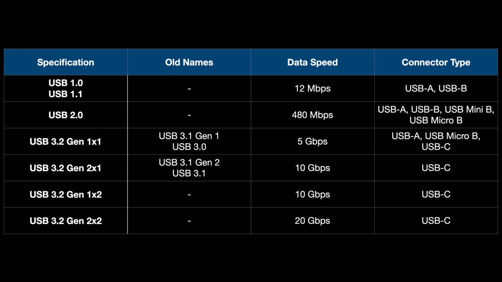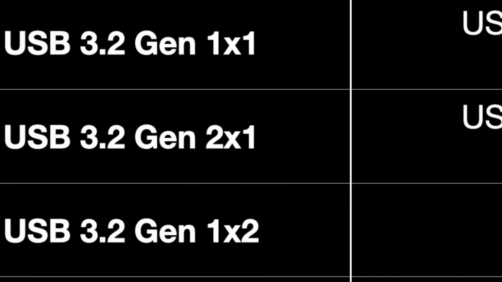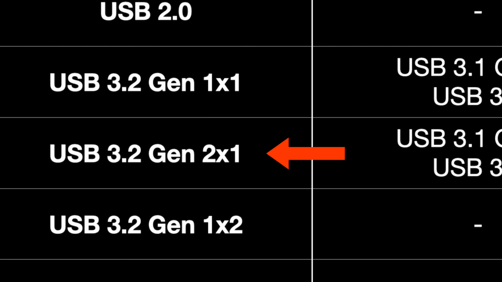Now you see that whole X1 and X2 thing right here? What is that? The first number is the generation. So this right here is Gen 1. Here's Gen 2. And the second number right here refers to the number of data lanes that are actually inside the cord itself. This cord would have 1 data lane and this cord would have 2 of them. And if you happen to have a cable that has 2 data lanes, well, you're in luck because 2 data lanes means you get double the speed.